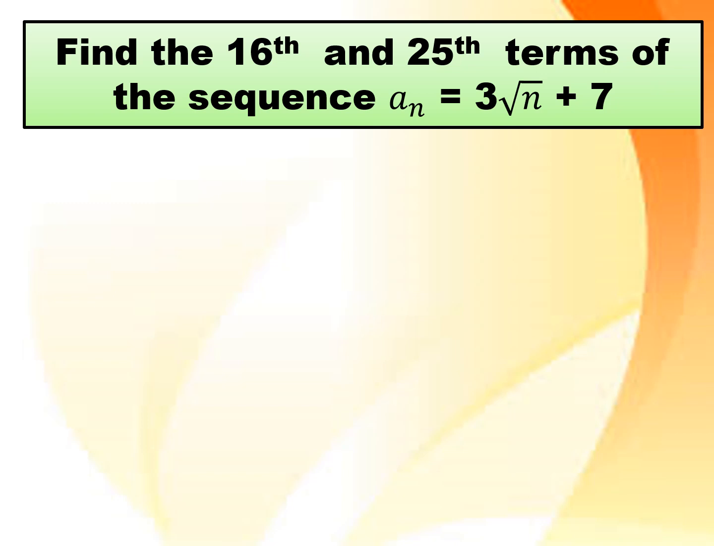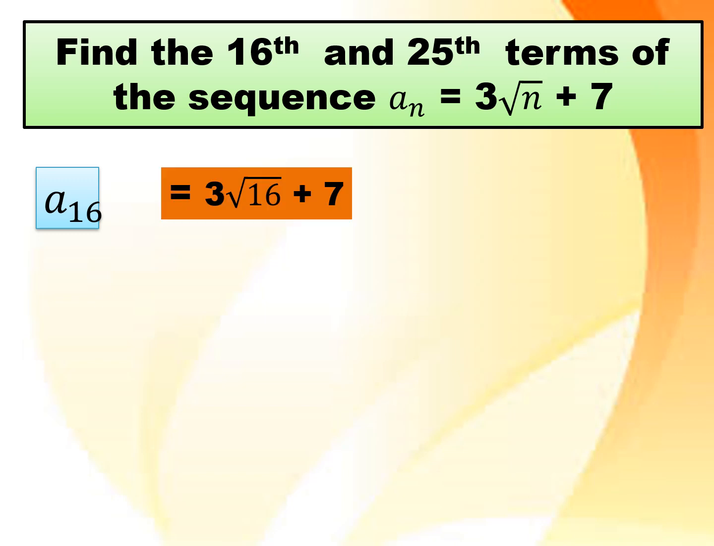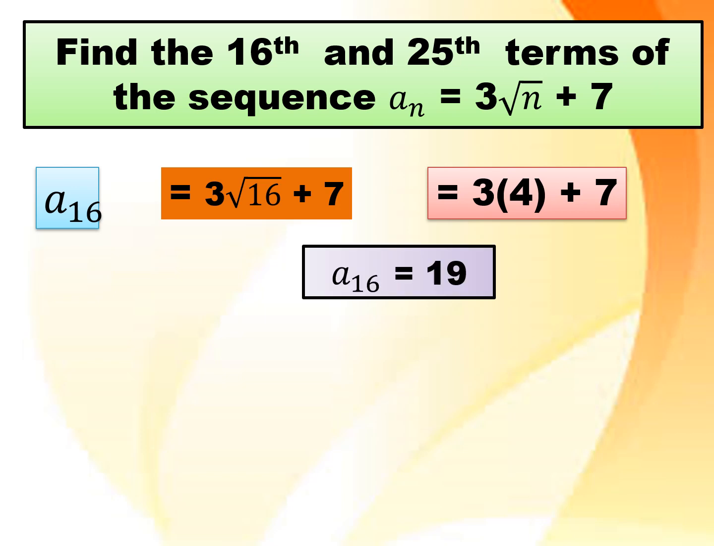Find the 16th and 25th terms of the sequence a sub n is equal to 3 times the square root of n plus 7. For a sub 16, we will then have 3 times square root of 16 plus 7. Simplifying the radicand, we will have 3 times 4 plus 7, which is equal to 19.